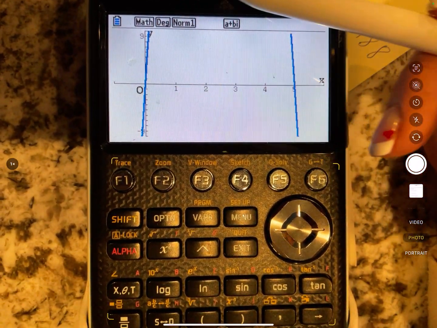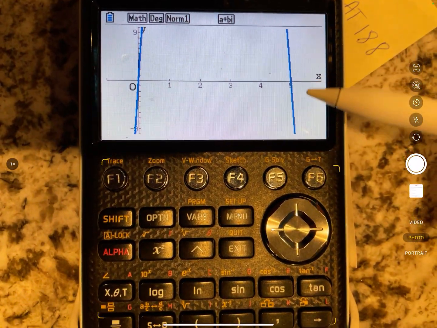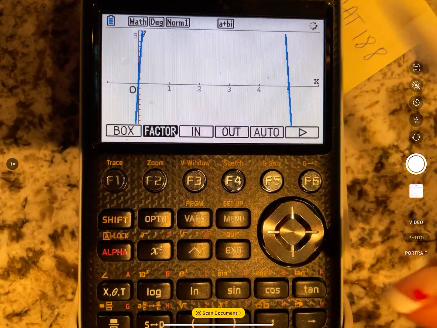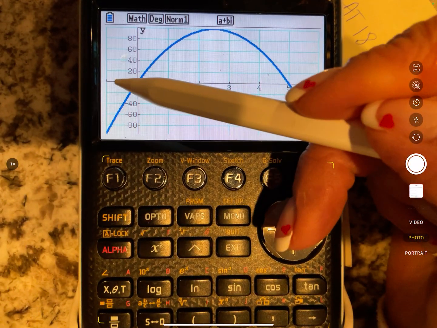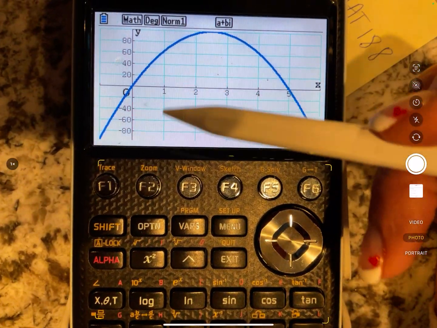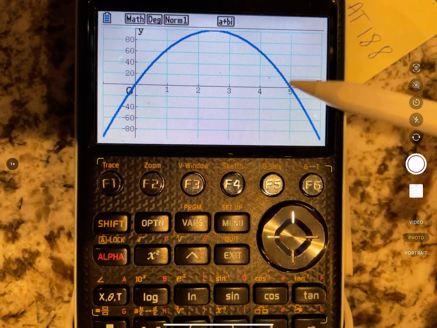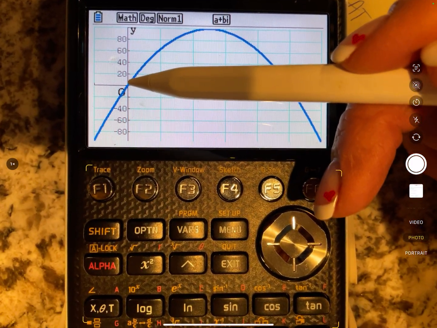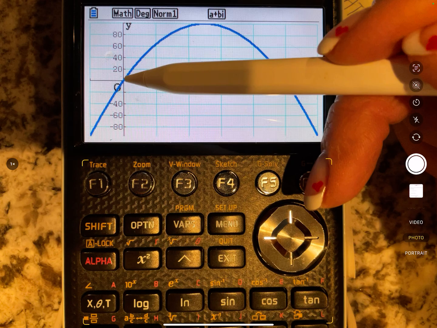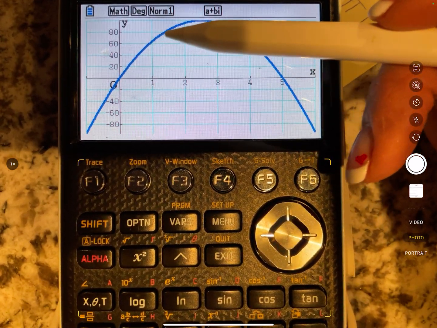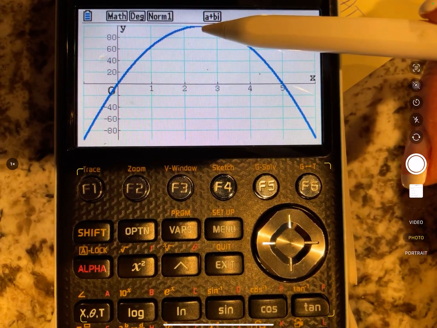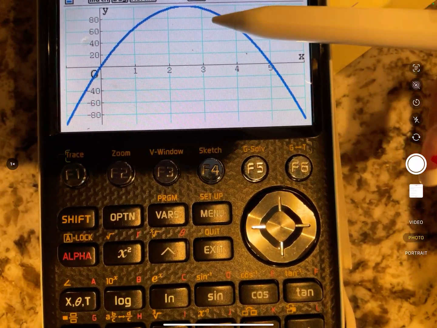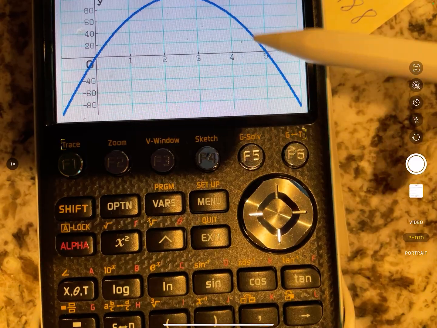However, I can't see the Y values. I can't see where this turns. So I'm going to hit zoom auto. Now that I've adjusted the window's domain, I'm going to hit zoom auto, and it fixes the range for me. So the football is starting at a height of 0. It's going to come up to a maximum that looks like it might be about 100 feet, and then it's going to fall back down to the ground.